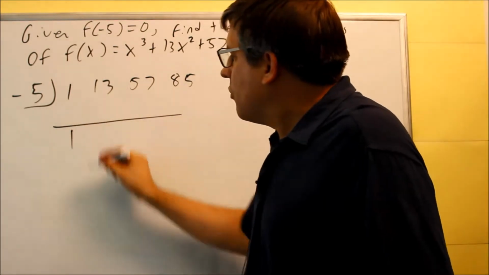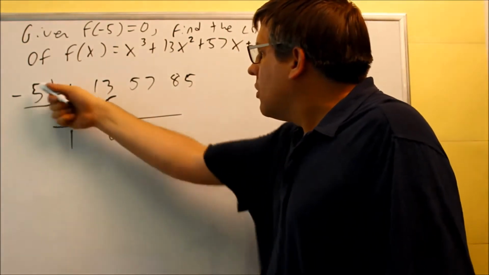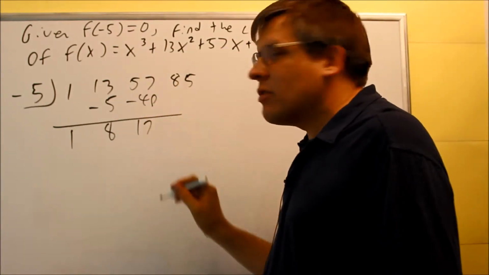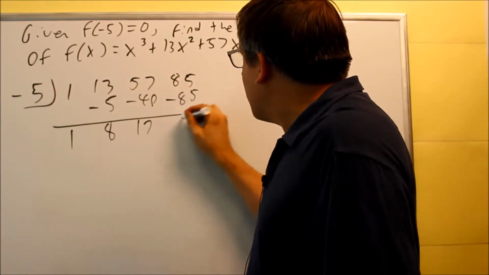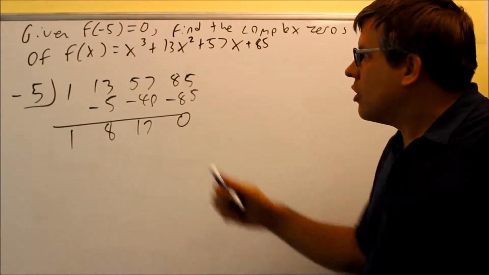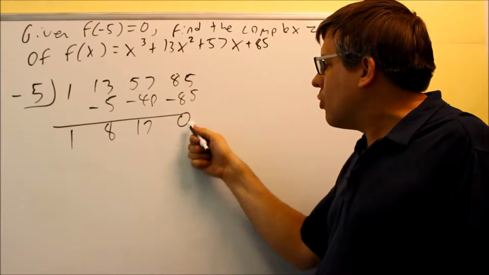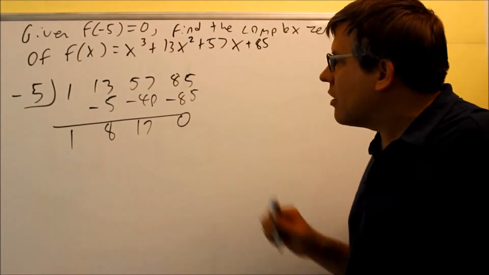We bring down the 1, multiply that by negative 5, add that together, you get 8. Multiply by negative 5 to get negative 40. 57 minus 40 is 17. Multiply 17 times negative 5, that will give you negative 85, so you do in fact get a 0. We expect that we should get a 0 because it says that if I put negative 5 in there, I get a 0 result. That should always equal your remainder. That's the remainder theorem.